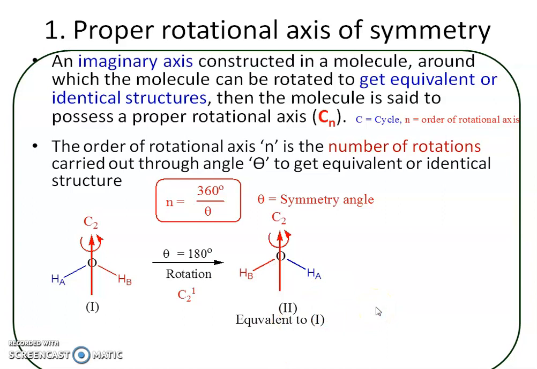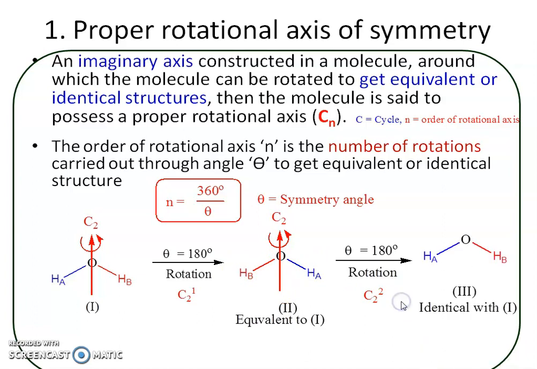Again, when this molecule is rotated through 180 degree along this axis C2, which is passing through this oxygen atom, this is the second rotation, angle is the same, that is 180 degree. This is represented by C2^2, that is the second rotation. After the second rotation through the same angle, that is 180 degree, now Hb will again go to the right side and Ha will come back to the left side, and we get this structure or orientation. So this structure 3 is identical with structure 1.